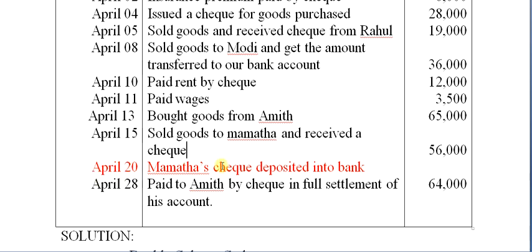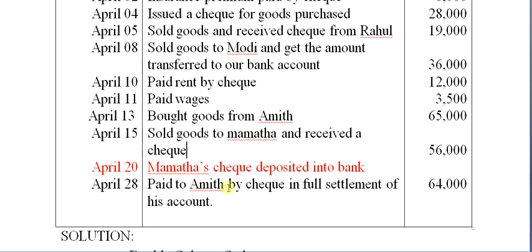On April 20th, Mamta's check deposited into bank. The same check we are depositing into the bank. So don't be confused, in the book the amount has been interchanged here. Sold goods to Mamta and received check, 56,000. The same amount should be considered here, 56,000. So it is a contra entry which affects both sides of the two column cash book. Here we consider that cash balance reduces and bank balance increases.